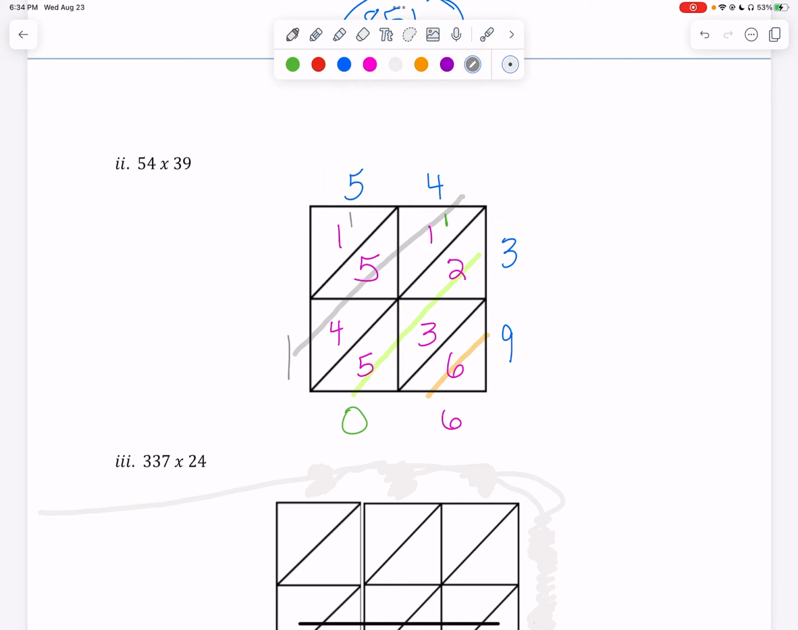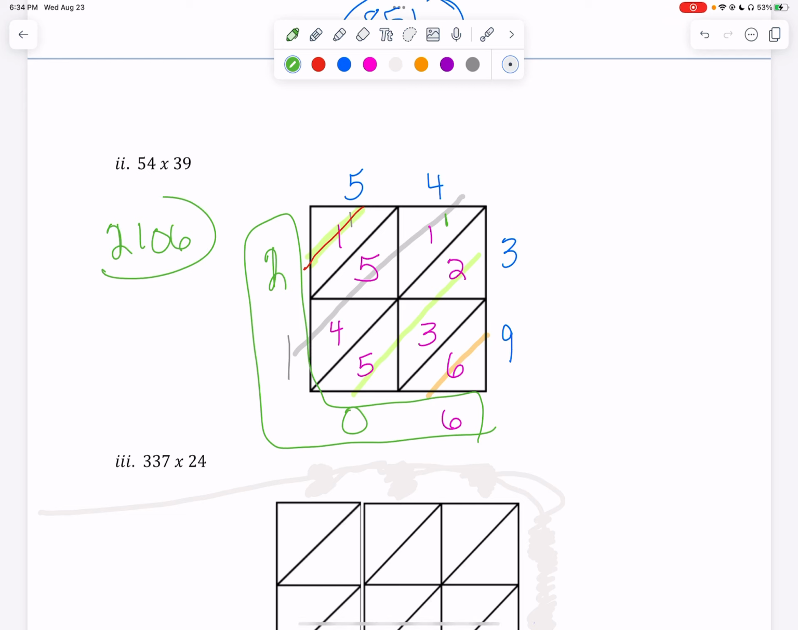And then last, what color have I not used? I haven't used red. Go that way. Oops. I'll just use green again. It's okay. All right, so there's my answer, 1,106. It should be 2,000. Sorry, 2,106.